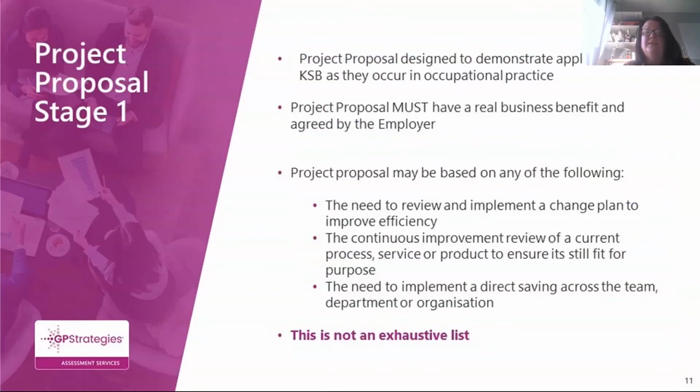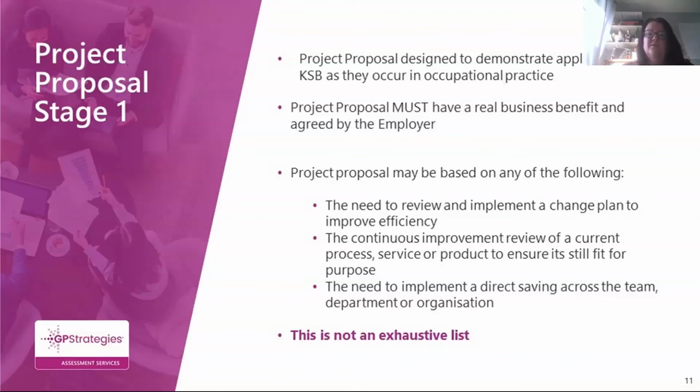So the project proposal is designed to demonstrate the application of the KSB as they occur in occupational practice. The proposal must have a real business benefit and be agreed by the employer. We know that. So the project proposal may be based on any of the following: the need to review and implement a change plan to improve efficiency, a continuous improvement review of a current process, service or product to ensure it's still fit for purpose, or the need to implement a direct saving across the team. That list is not exhaustive. They can go with anything, but it's got to have a business benefit, and it's got to make sure that it's going to cover those knowledge, skills and behaviours.